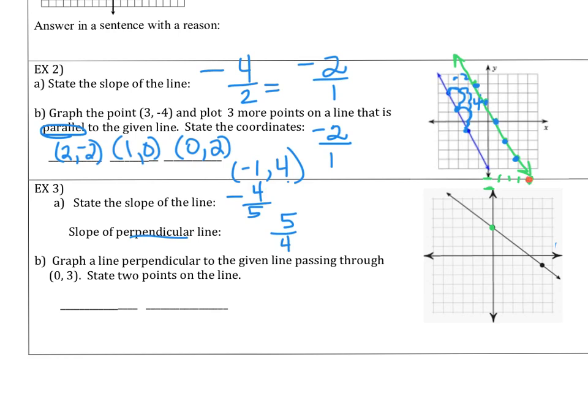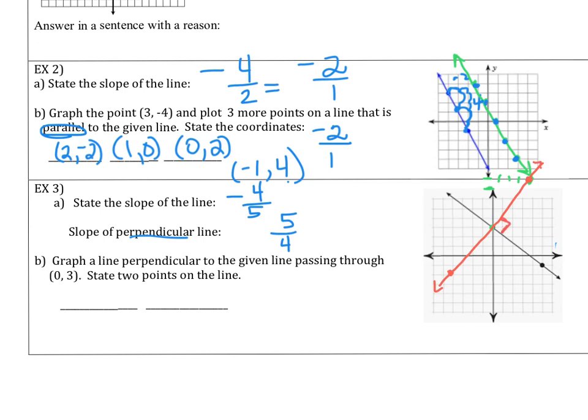All right, now, what's the opposite of rising 5 and going to the right 4? Well, that's going down 5. 1, 2, 3, 4, 5, and to the left 4. 1, 2, 3, 4. Now notice that when I do that and I connect these lines right here, this should look like it makes a perfect 90-degree angle.